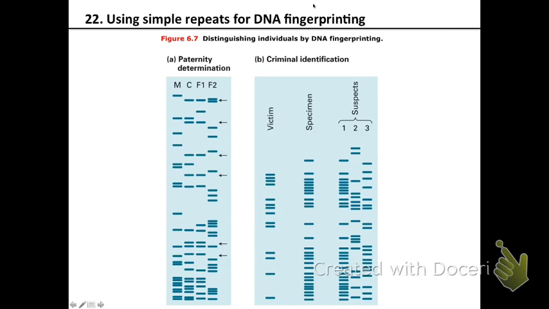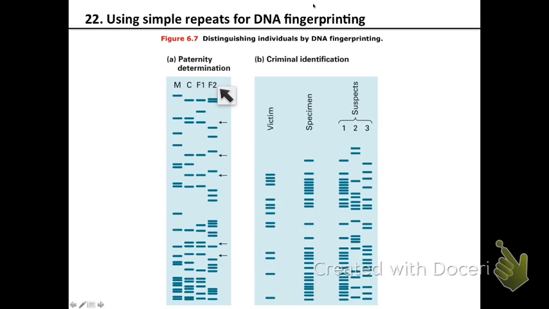Okay, let's say you're on a daytime talk show. They're trying to do a paternity test. You're the scientist actually doing it. They have a mother, a child, and two father candidates. So what you do is DNA fingerprinting. You fingerprint the mother, you fingerprint the child, and you fingerprint the two father candidates.